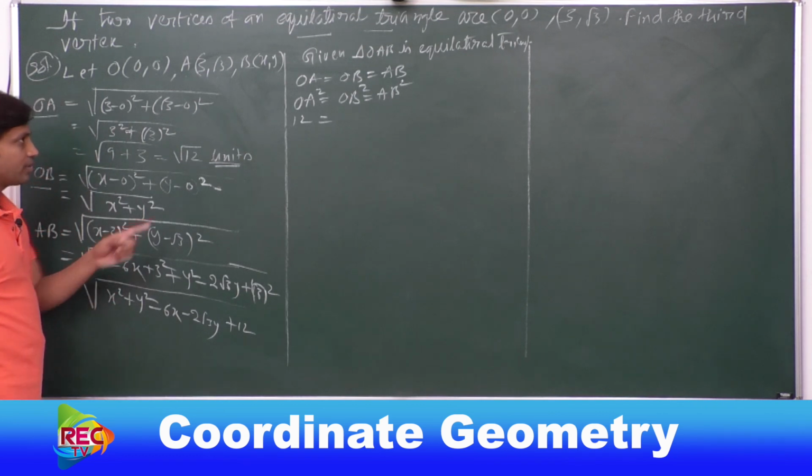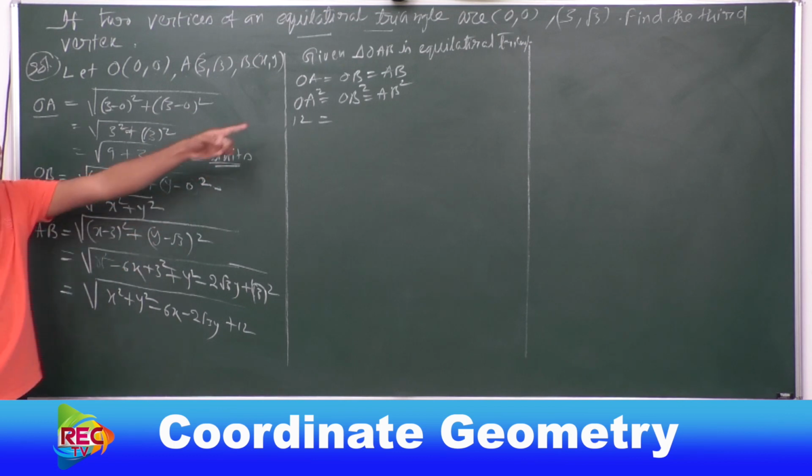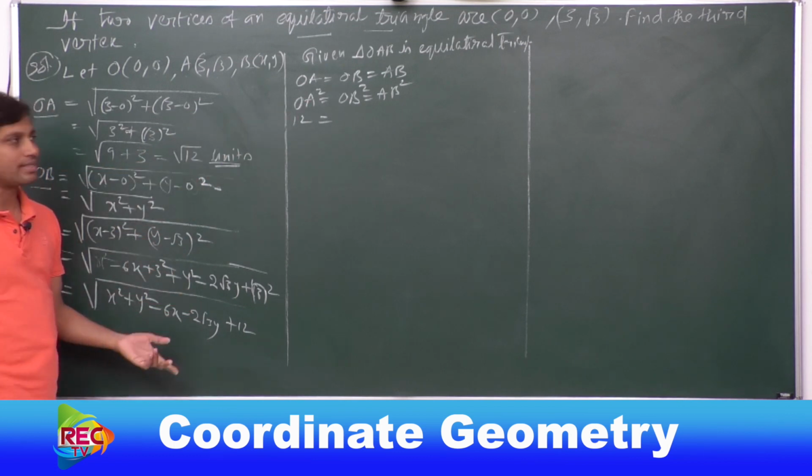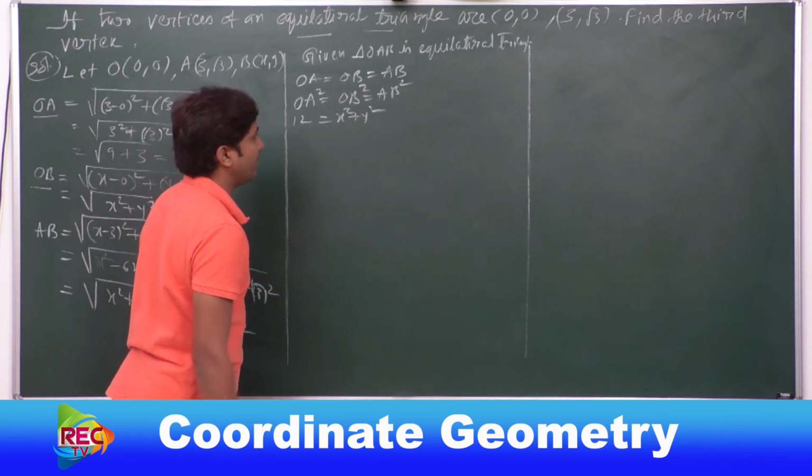And here also, what is OB? The value of OB would be under square root x square plus y square. So when we are squaring that, the square root will be cancelled and you will get x square plus y square. Okay, next.